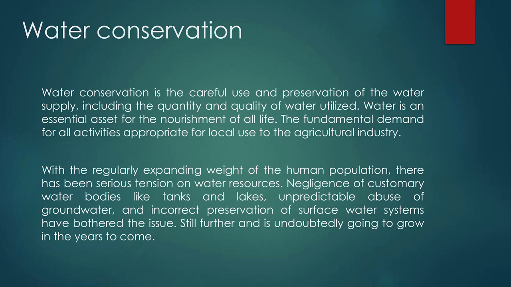With the regularly expanding weight of the human population, there has been serious tension on water resources. See, we have a lot of negligence, negligence of customary water bodies like tanks, lakes, dams, and water resources. We lost water. Loss of water should be prevented. We need to protect it. That's why we are constructing dams to store water. There are a lot of dams. These dams save water for a period of time and it is used at a later period, in times of shortage, to reduce water scarcity. So we need to conserve water.